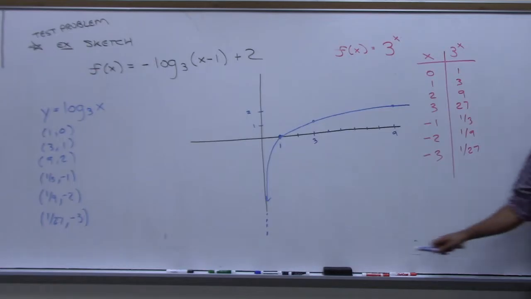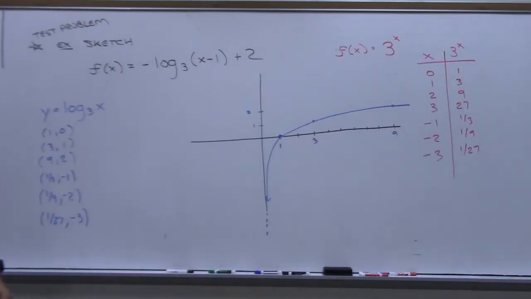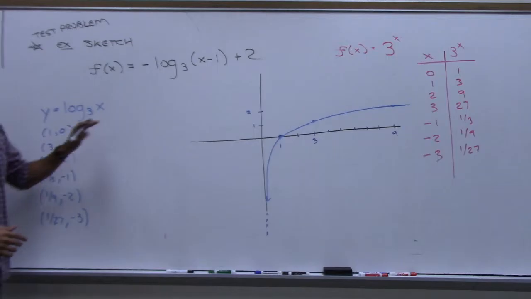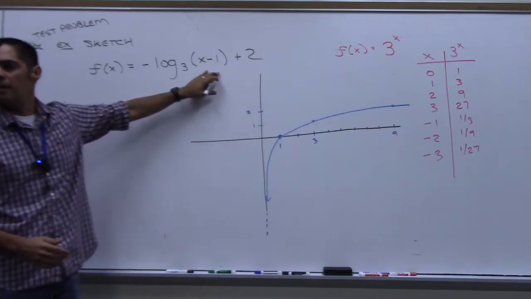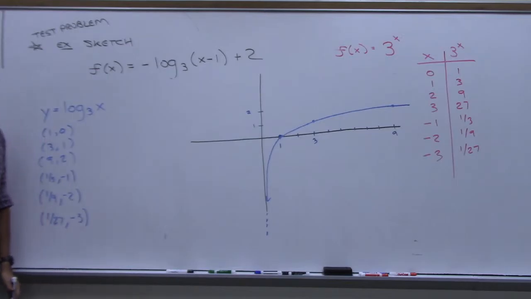Is that our answer? We're done? We're finished sketching? No? All we've done is graphed the log base 3 function. Now we need to account for all the things that are happening in here. So let's talk about the transformations. Does anyone want me to stop, give you a second? Are y'all hanging in? Hang in there?